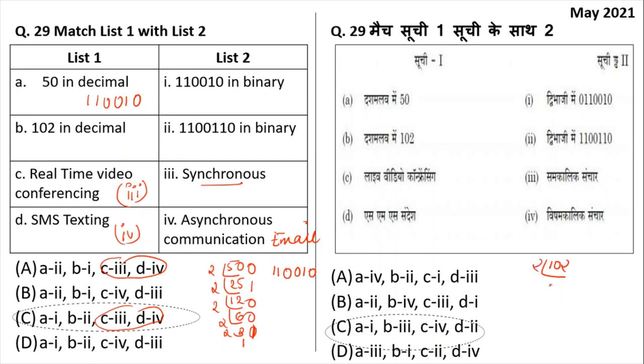Divided by 2, the quotient will be 51 and the remainder will be 0. 25, remainder 1. 12, remainder 1. 6, remainder 0. 3, remainder 0. 1, remainder 1. So here it will be 1100110. So the answer is 102 is this much in binary. Okay. Now you will be able to convert decimal to binary. Very simple. Okay.